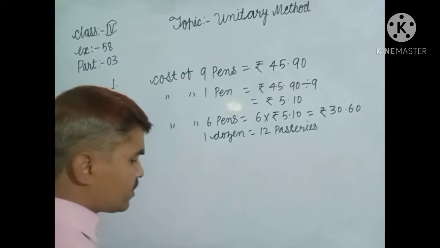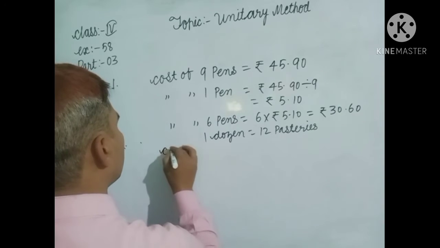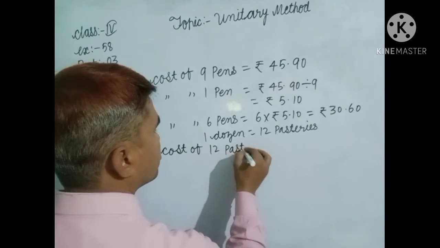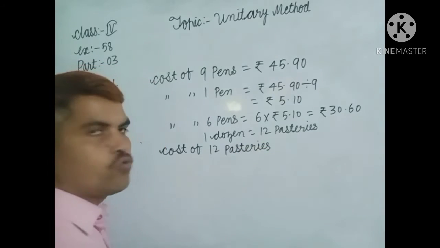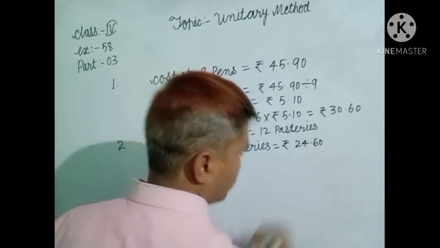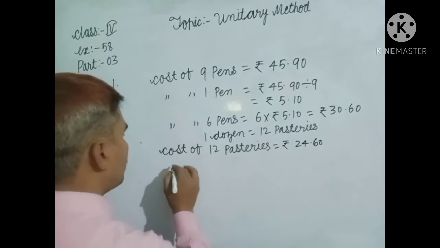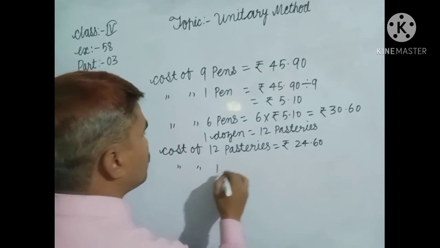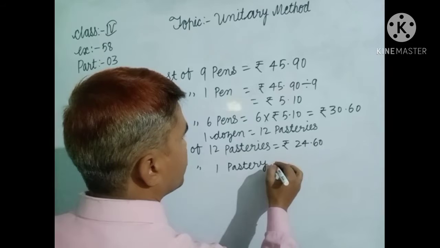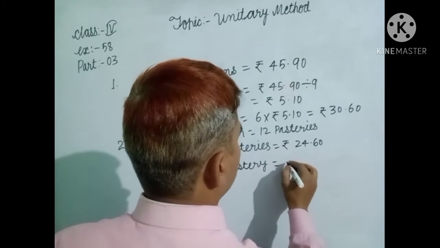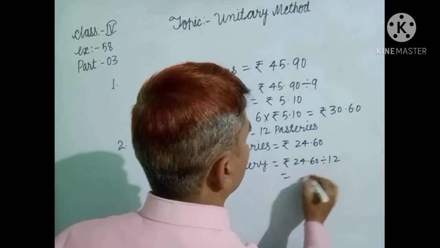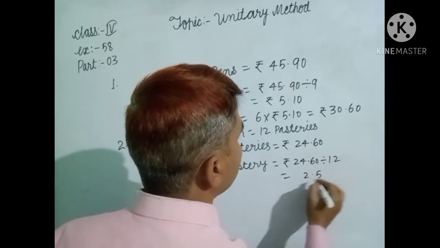So dear students, you must write here: cost of 12 pastries is equal to rupees 24.60. So we must find out the cost of 1 pastry, which is equal to rupees 24.60 divided by 12. Here 12 twos are 24 and 12 fives are 60.